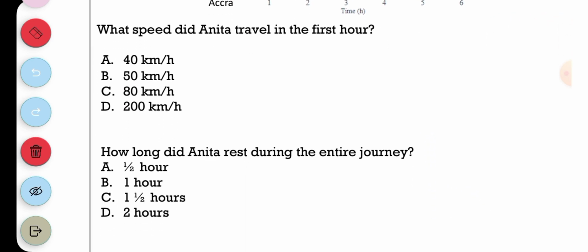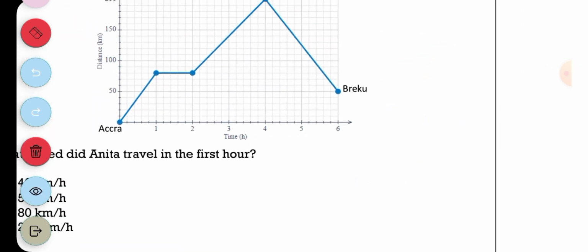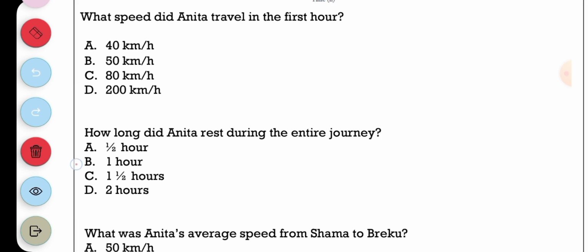Then it says, how long did Anita rest during the entire journey? So go back to the graph again. This was the resting period. So it was from the first hour to the second hour. So you're going to subtract 2 minus 1, which will give you 1 hour. The answer to this is B.